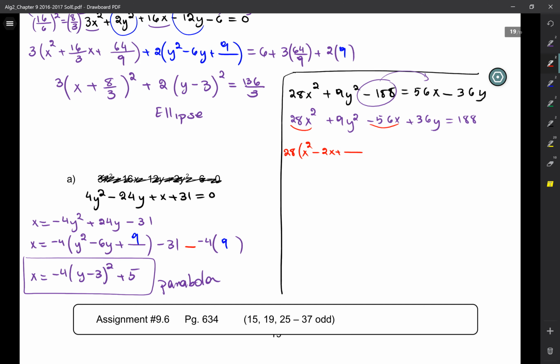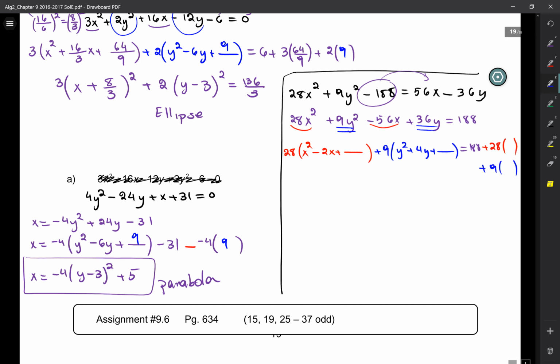Okay? Plus a number, and then, so let's do the y's now. I have 9y squared and 36y, so I'm going to factor out a what? A 9, and I'm going to get y squared plus 4y plus a number equals 188 plus how much? 28 times a number plus 9 times a number. Remember, whatever you factor out, that blank has to include the factored out term. Otherwise, you're changing the problem.